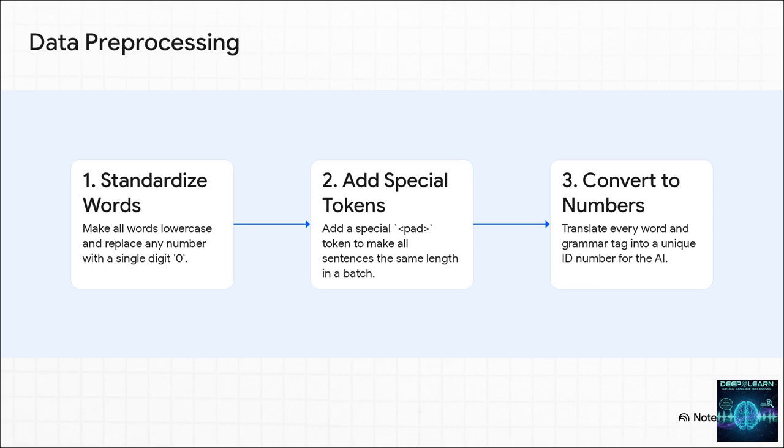Next, we add a special little thing called a pad token. We'll see why that's important in a minute. And finally, the most important step of all, we turn everything into numbers. Every single word, every grammar tag gets its own unique ID. Because at the end of the day, computers don't speak Spanish, they speak math.